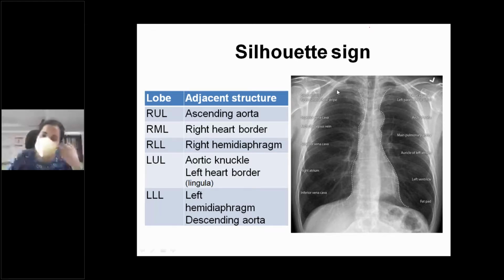Whenever there is a pathology in the lung field, and the pathology is of the same density as that of the cardiac shadow, as that of the heart, and it is in anatomic contact with the heart, you cannot appreciate the right heart border. That is called loss of Silhouette of the right heart border. That is loss of visualization of the right heart border.